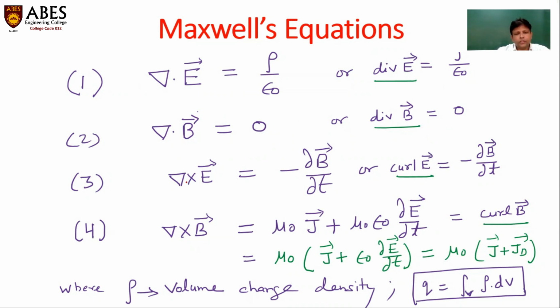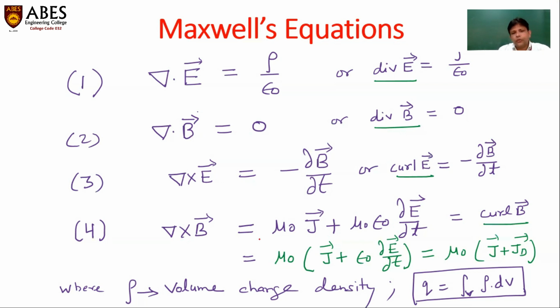The third one is del cross E, the curl of electric field, which is equal to minus the rate of change of magnetic field. This one is known as Faraday's law. From this equation, you can clearly see that a change in magnetic field can produce an electric field. The fourth one is del cross B, the curl of magnetic field, equal to mu naught J plus mu naught epsilon naught del E by del t. This one is known as Ampere's law, or I should say modified Ampere's law.